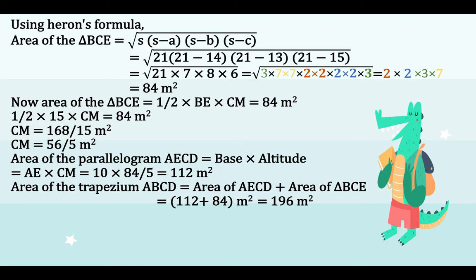You know the formula. If you don't want to find out the area of trapezium directly, you can use the area of parallelogram plus the area of triangle. Triangle area I have already calculated. Now I can calculate the area of parallelogram. Area of parallelogram is equal to base into height. What is my base? Base is AE, and what is my height? It is CM. I will substitute the values. 10 into height, which is my 84 by 5, and this is equal to 112 meter square. I get the area as 112 meter square.